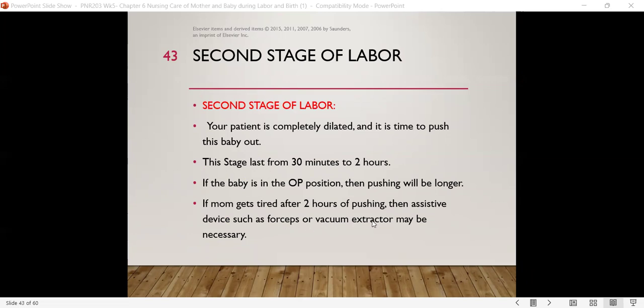Now the vacuum extractor is another assisted device. It is like a little circle cap and we put it on the baby's head, all right? And then we have pressure. Now, what you can see when the baby's born is that he may have a little circular mark on his little forehead.